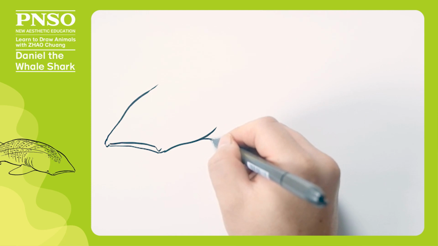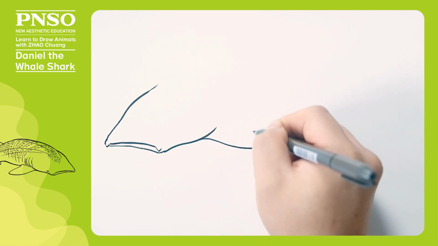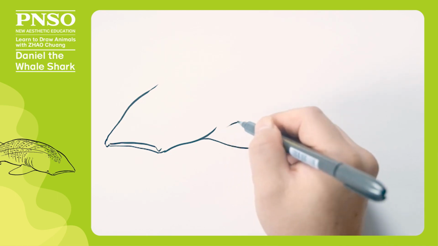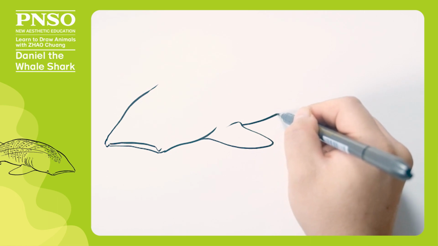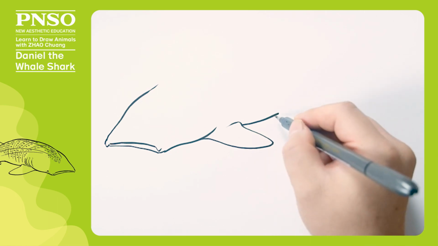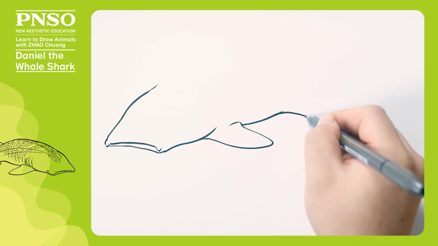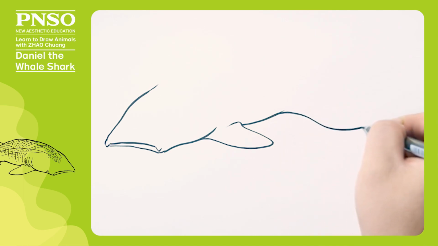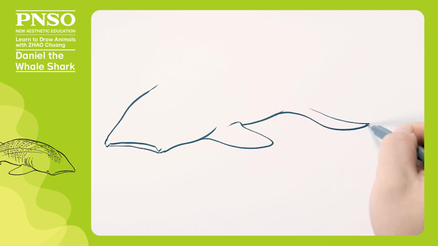Behind the face, let's draw a triangular pectoral fin on this side, followed by the outline of its abdomen. Then comes the second half of its body. We can draw this part slightly curved downward. Here, we draw the color boundary between its back and abdomen.